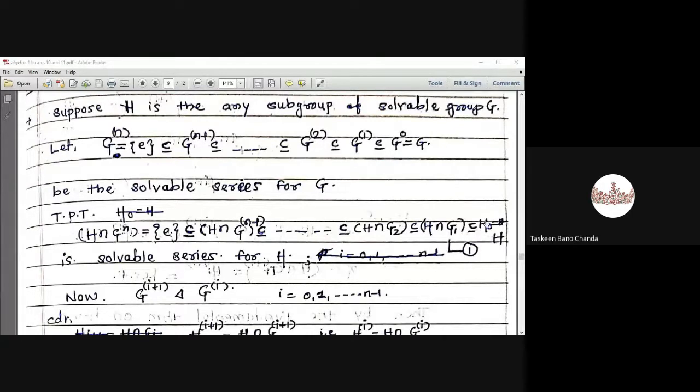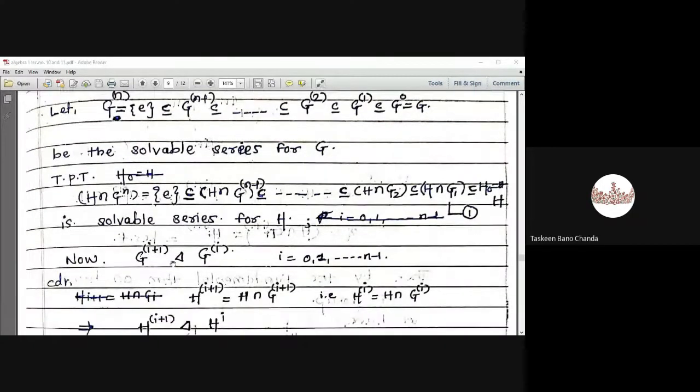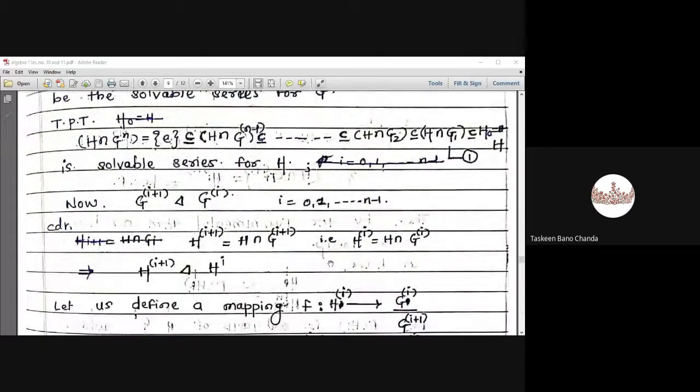At last H naught is equal to H. Okay, we have to prove that this is the solvable series for H. Give it as equation number 1. Okay, now we know that G is solvable and Gi plus 1 is normal in Gi for i equal to 0 to n minus 1.